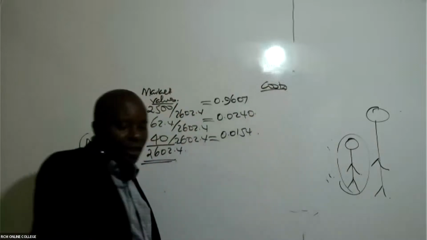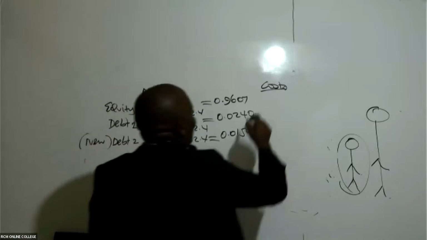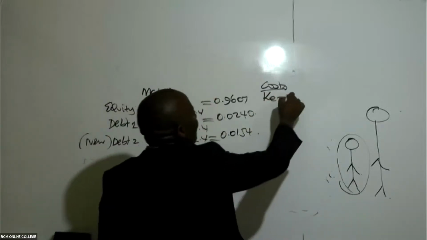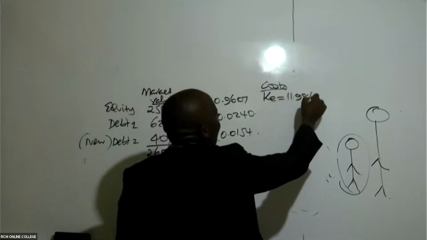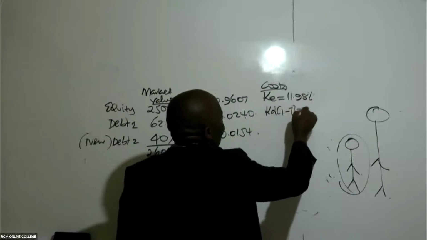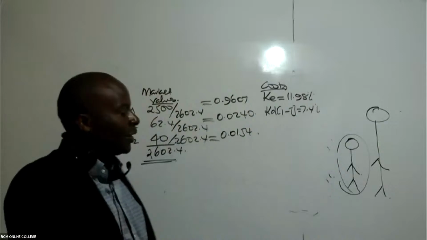Are you able to give me the cost of equity? Are you able to remind me, cost of equity you guys had gotten up there? If I remember very well, this was 11.98%. We had KD after tax. Was this 7.4%? We just check. Was it 7.4 or just 7?